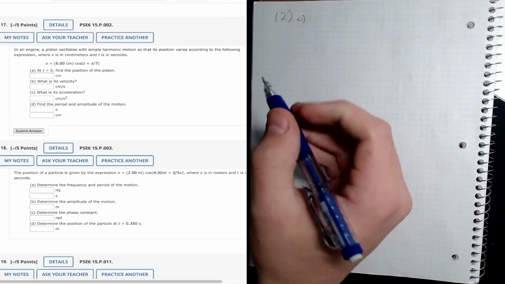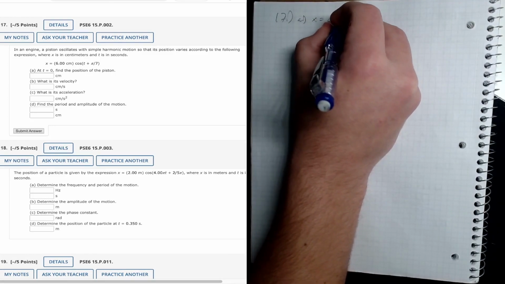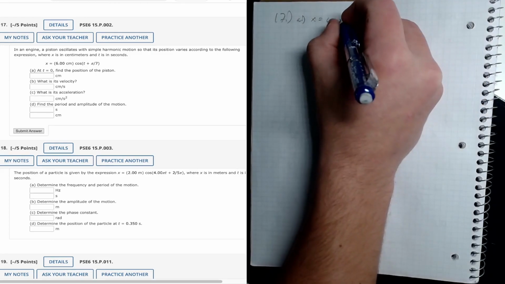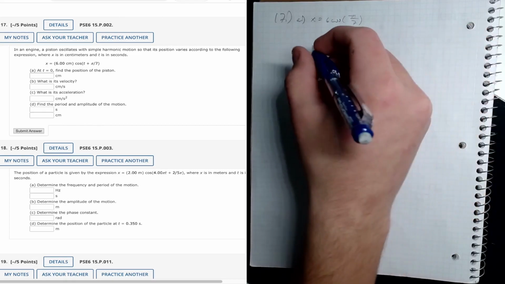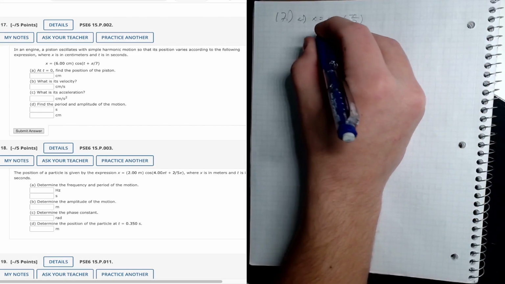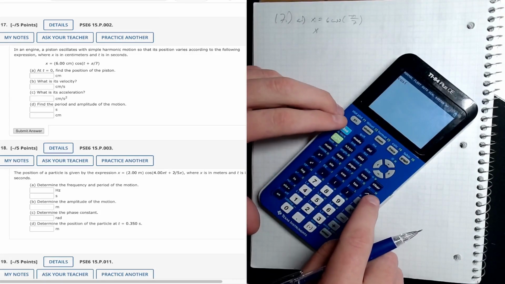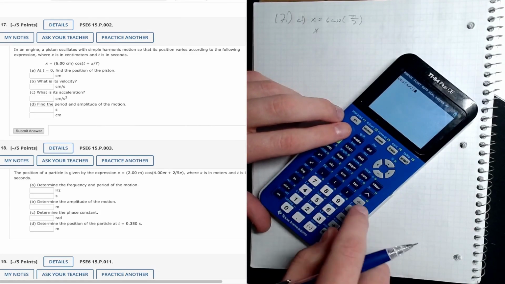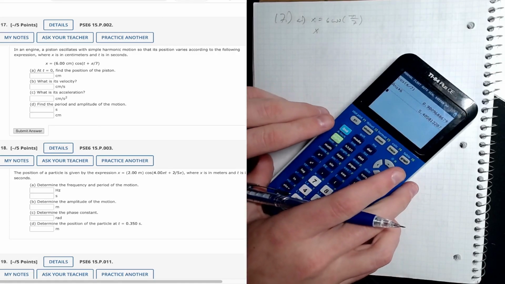So in this case, we just plug in t equals 0, so x position equals 6 cosine of 0 plus pi over 7, which is just pi over 7 in this case, right? So now just calculate that. Calculator, cosine of pi divided by 7 times 6 is 5.41.